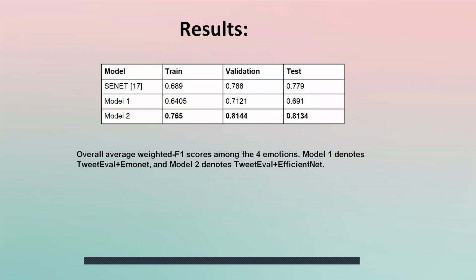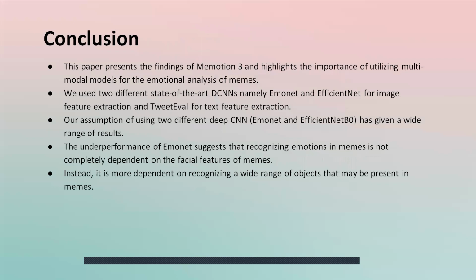These are the overall average scores. Train here means the average of the weighted F1 score over all the emotions, and it's clearly evident that our model 2, which is TweetEval plus EfficientNet, has exceeded the performance of CNET and model 1.